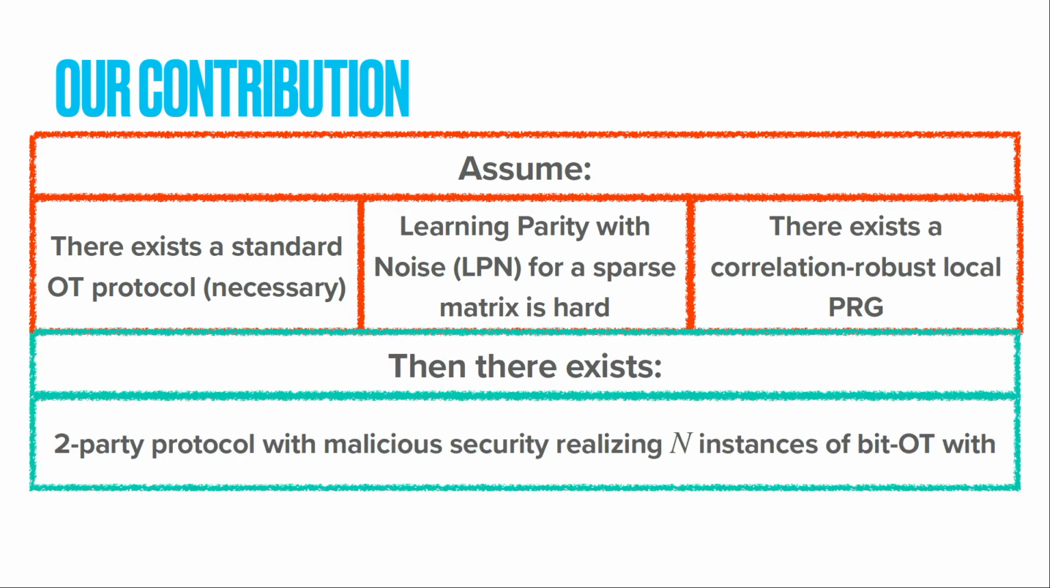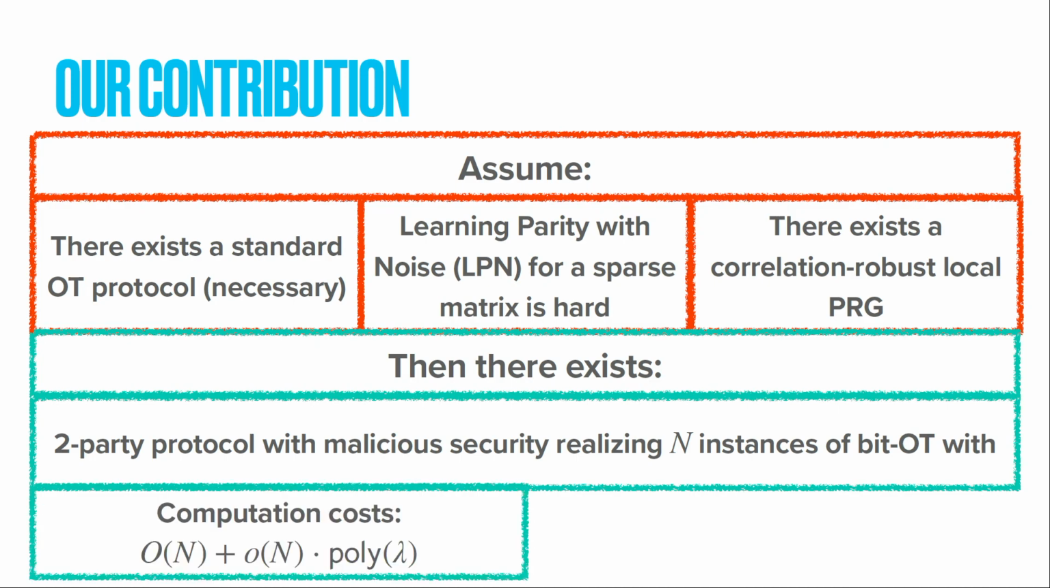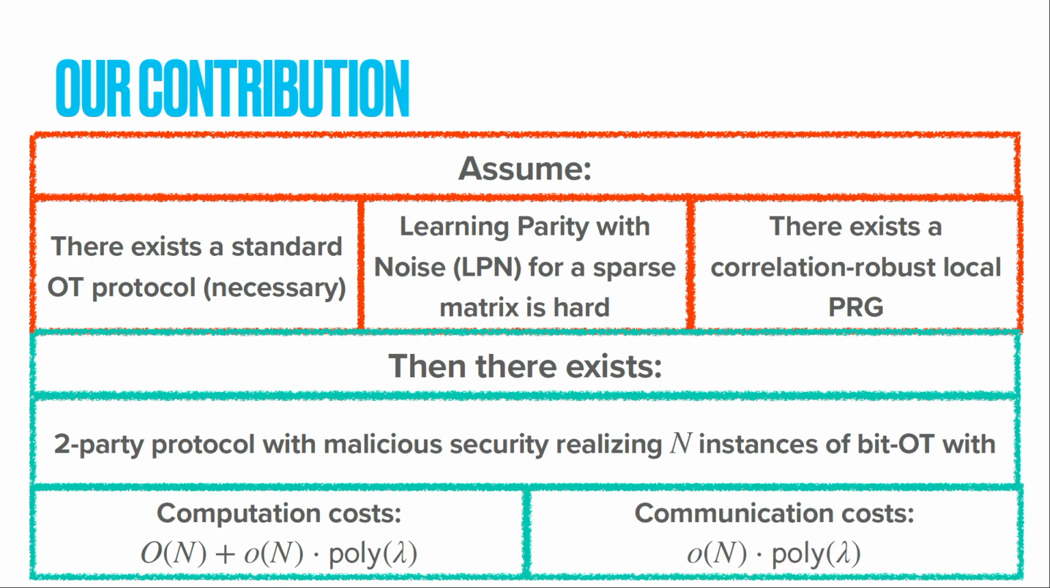Good. With these assumptions in place, we can get a two-party protocol for realizing n instances of bit OT with the desired computation costs. If you think of capital N as being a sufficiently large polynomial in the security parameter, the computational cost will be some constant times n, independent of whatever security parameter lambda you've chosen. And also, which is a nice bonus, not even something we were necessarily aiming for, since we're relying on this PCG framework, we get sublinear communication costs. I'll mention that, for example, the IKOS protocol does not achieve sublinear communication as we do.